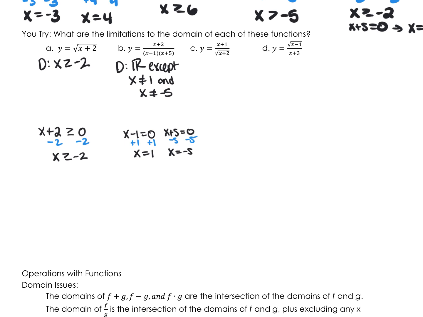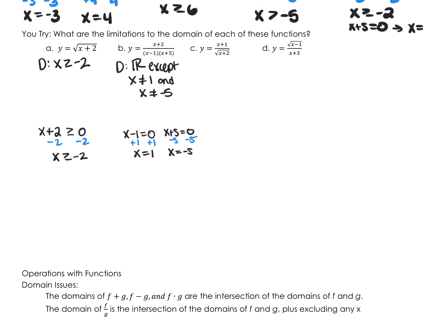Do I need to set the x plus 2 equal to 0? Does this need to be equal to 0 up at the top? Why not? Because it's in the numerator. It's in the numerator. It's not in the denominator, right? So it's only if it's in the bottom that you have to set it equal to 0, right? To find the exceptions. Okay?